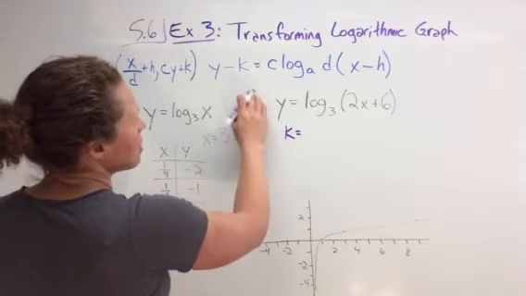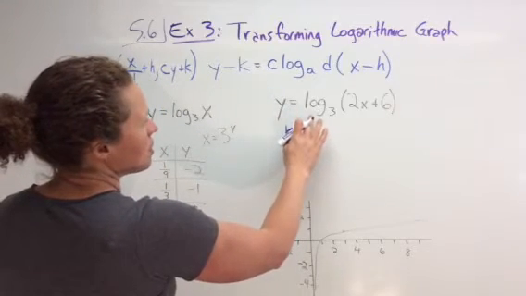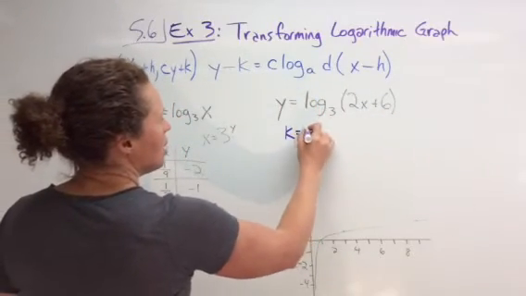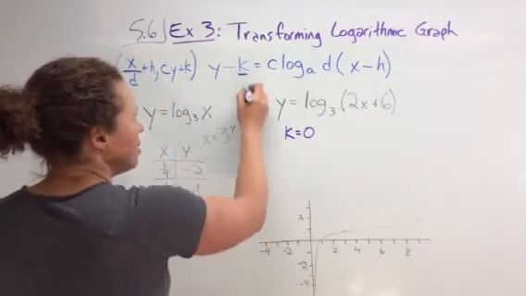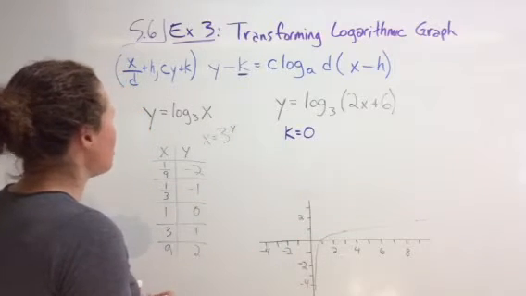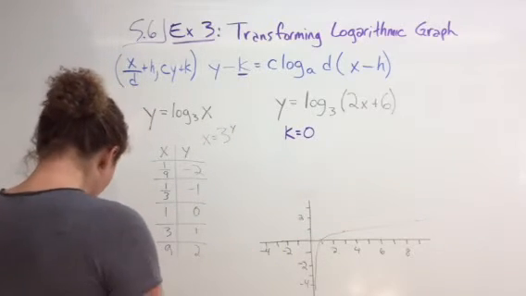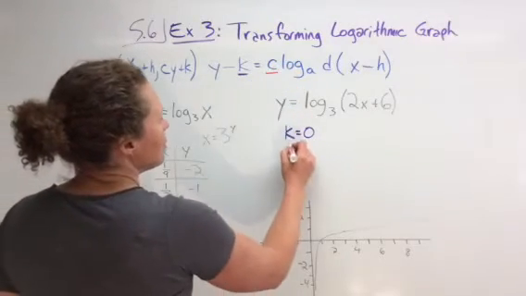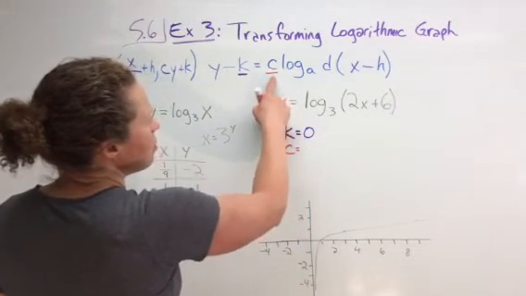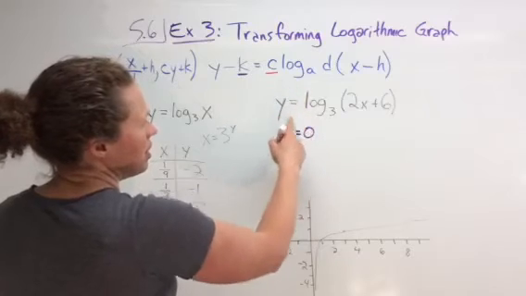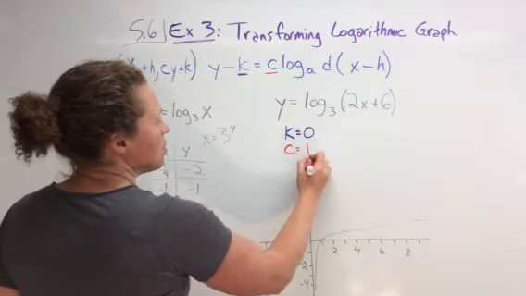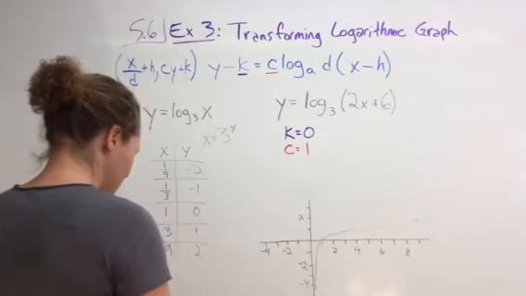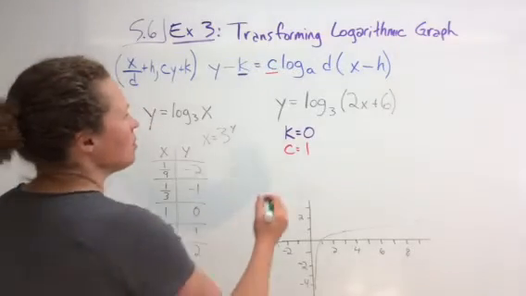Well, y minus k, looking for something outside the brackets here that I would put over here. There isn't anything, k is 0. So there's no k. We don't have to worry about it. How about c? C would be something that's being multiplied out here. There is nothing, so we'll just call it 1.